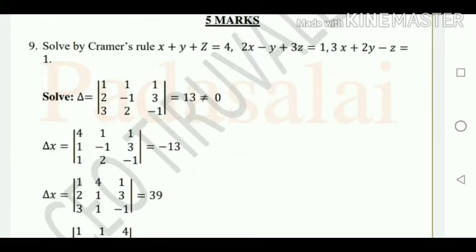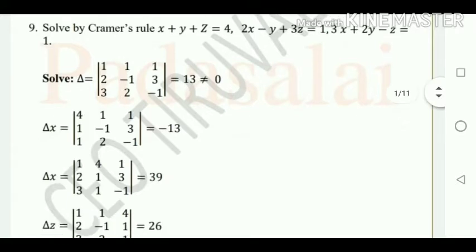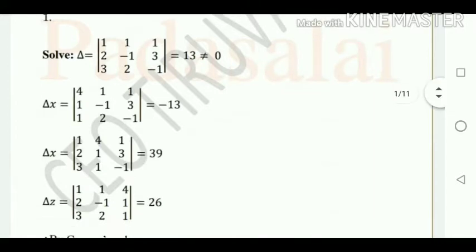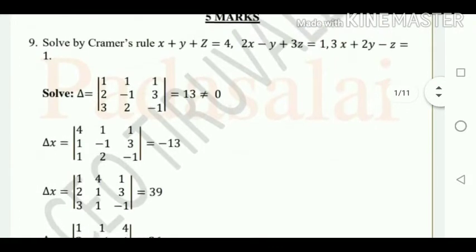Now we find the value of the delta by expanding the first row. Already you know how to find the value of the delta by expanding the first row, by calculating the minor for the first row only. Then cross multiply, and you get the value of the delta equal to 13, which is not equal to 0. Therefore, we find the value of delta x by changing the first column. That is, instead of 1, 2, 3, I am writing the first column as 4, 1, 1. That is, the constant terms on the right side of the equation.